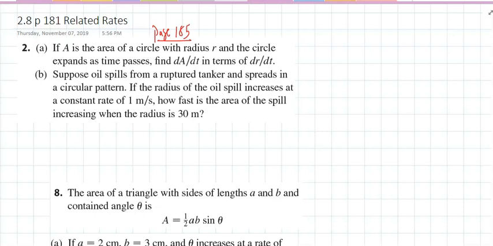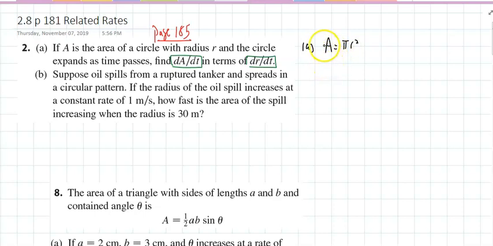It says if A is the area of a circle, we know what the area of a circle is, pi r squared, and r is the radius, and the circle expands as time passes by. Find dA/dt in terms of dr/dt. Notice here what they're doing.